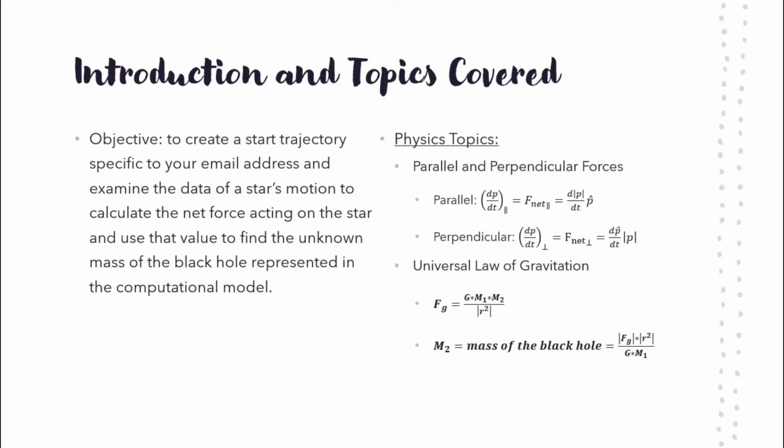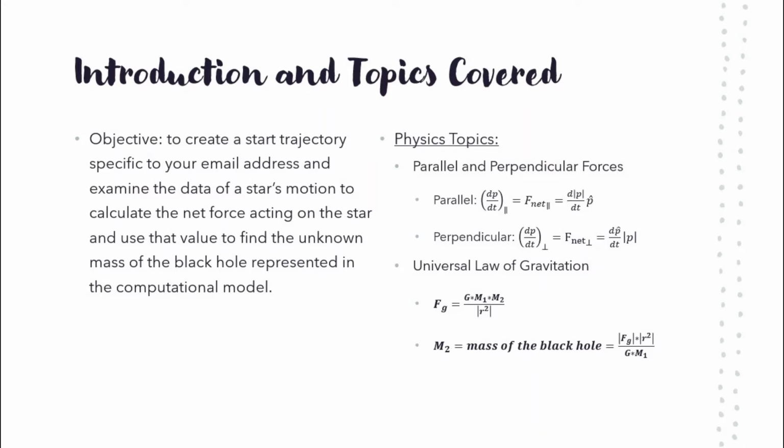The main topics covered in this lab were the parallel and perpendicular components of net force and the universal law of gravitation. The rate of change of momentum has two components, one along the momentum, which is called the parallel component for obvious reasons, and one perpendicular to the momentum, called the perpendicular component. The equations for the calculations of these components are shown below.